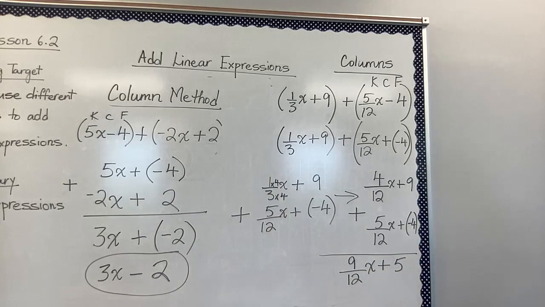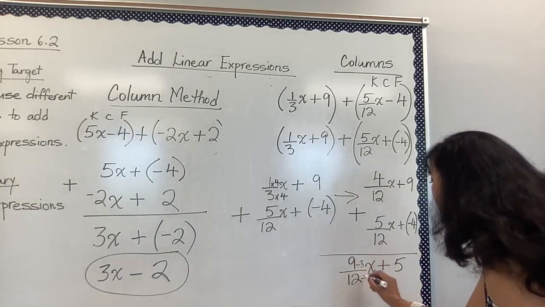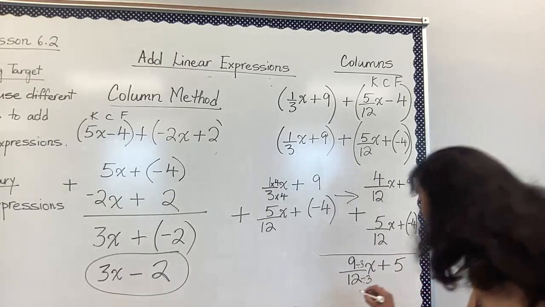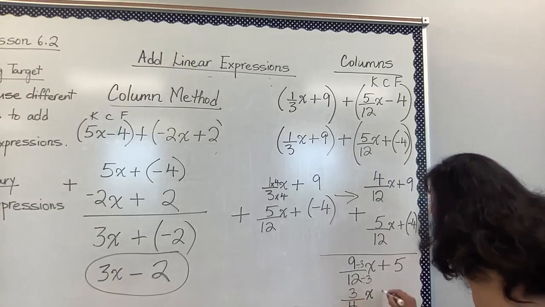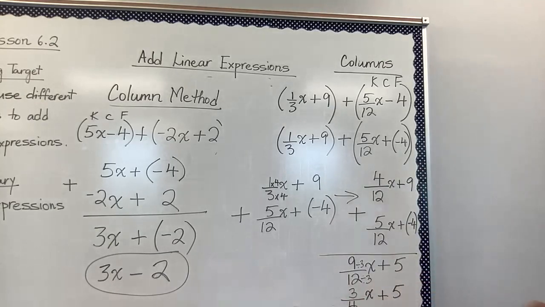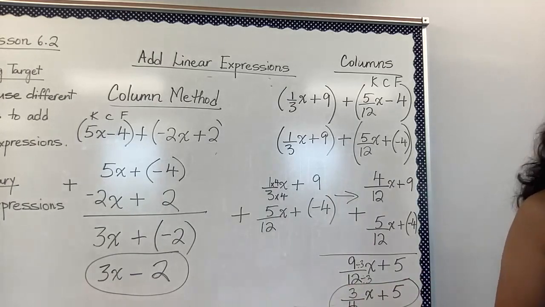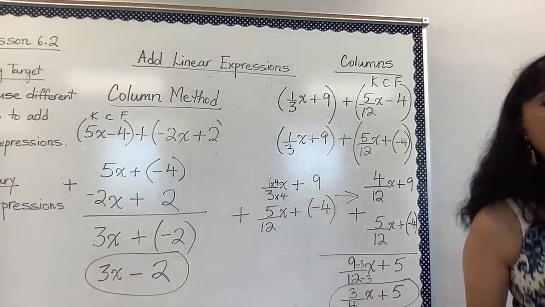And then I am going to simplify the fraction because 9 and 12 are both divisible by 3. I've got to put the fractions in the simplest form, so I'm dividing by 3. 9 divided by 3 is 3. 12 divided by 3 is 4. 3/4 x plus 5. Now I can see that these are unlike terms, and so 3/4 x plus 5 is my final answer.